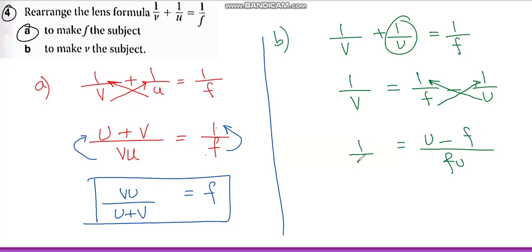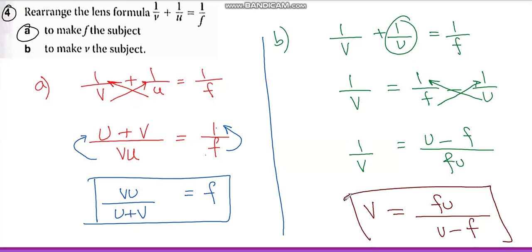And on the left side, we had 1 over v. Again, we can take the reciprocal here. So we will have v is equal to fu over (u minus f). So we have made v the subject.